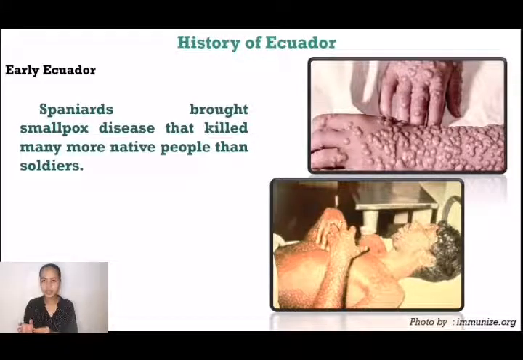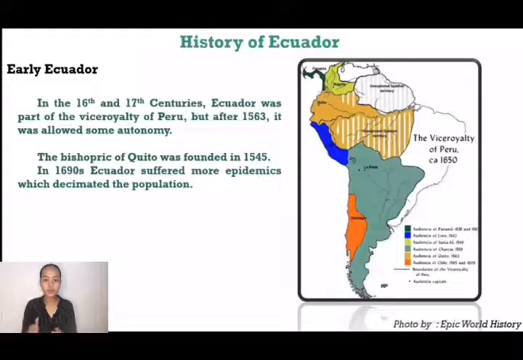That is why today you can see many Ecuadorians are of mixed race, part Spanish, part native South American, and part African. In the 16th and 17th centuries, Ecuador was part of the Viceroyalty of Peru, but after 1563, it was allowed some autonomy. Quito became the capital and it prospered partly because it was on the road between Lima and Cartagena. The bishopric of Quito was founded in 1545.